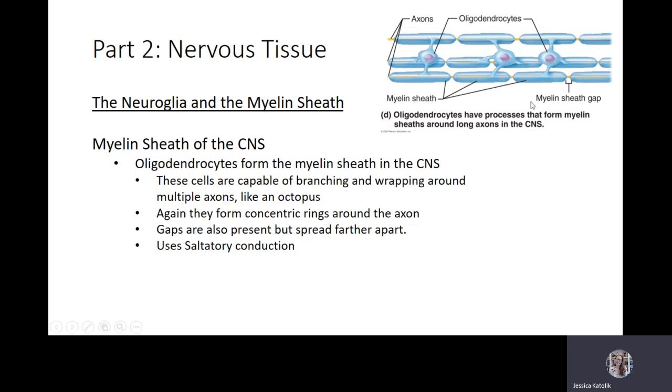Again, like in the peripheral nervous system, there are going to be these myelin sheath gaps that are present. So I call them nodes of Ranvier, but you can use either term. Both are correct. It's just a difference in how we're classifying things now in anatomy. But if we compare these nodes of Ranvier between the central nervous system and the peripheral nervous system, the nodes of Ranvier in the central nervous system are going to be a little bit longer. So just so you know.